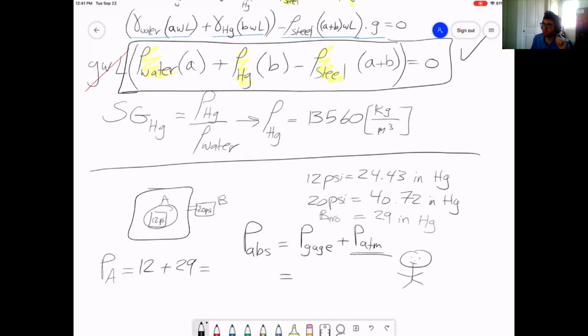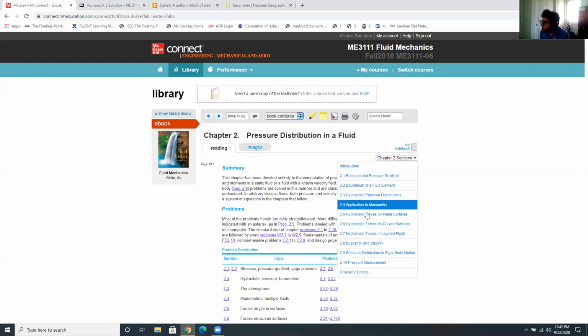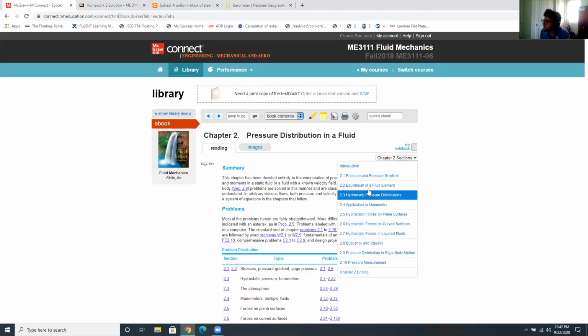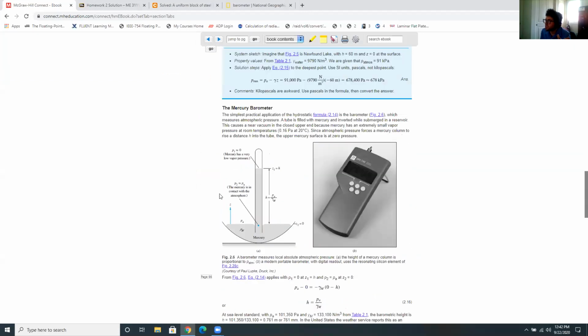Oh, okay. You know how a barometer looks, the one with mercury? Want me to show it to you? Yeah, sure. Let me share my screen, and hopefully you see the book, right? I think it is in this section. Yes, that's an ancient barometer right here.